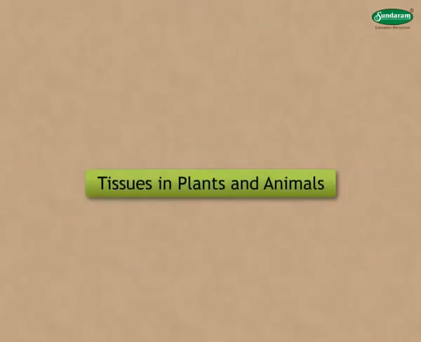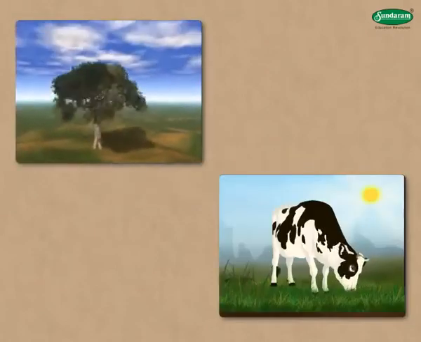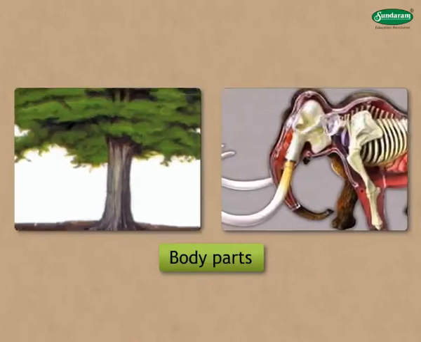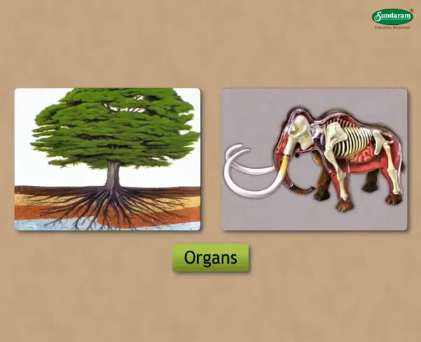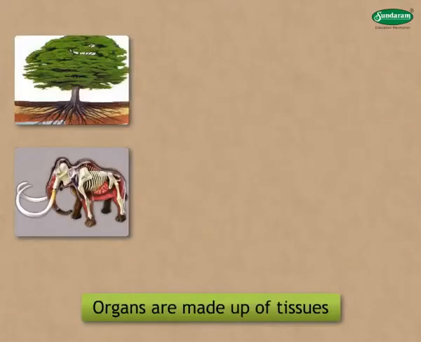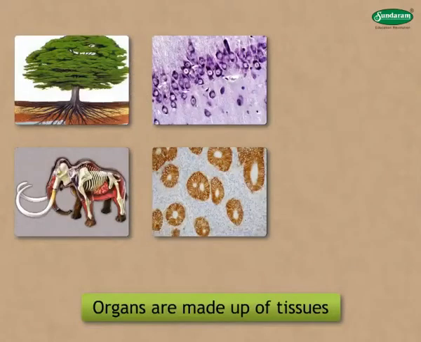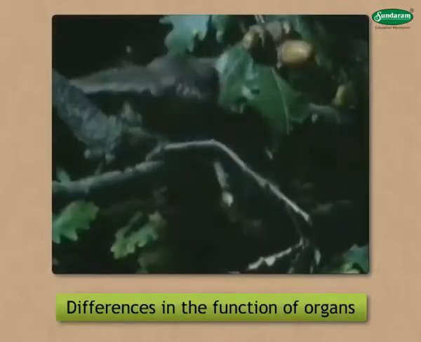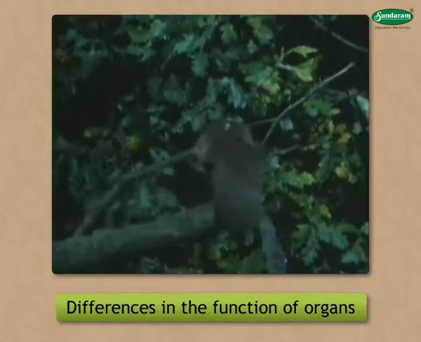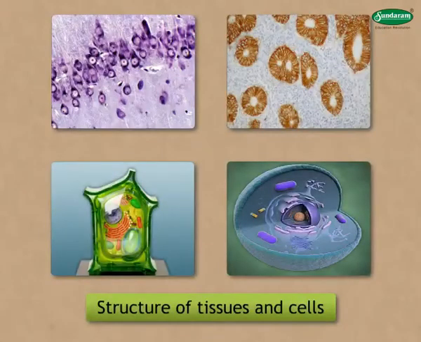Tissues in plants and animals. We find noticeable differences in the functions of body parts of plants and animals. Body parts are called as organs. Organs are made up of tissues, which in turn are groups of cells. As there are differences in the function of body parts or organs, obviously the structure of tissues and cells are bound to be different in both these types of living organisms.